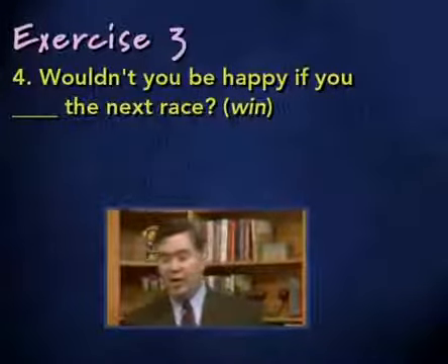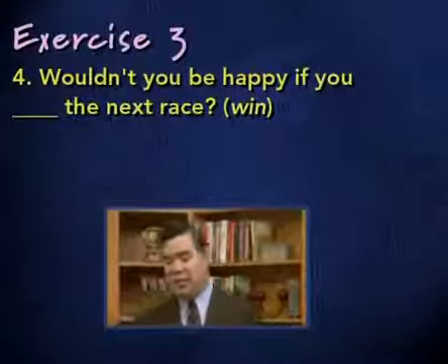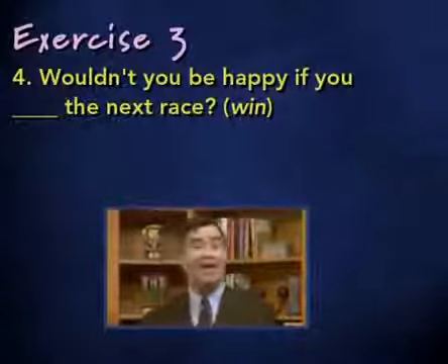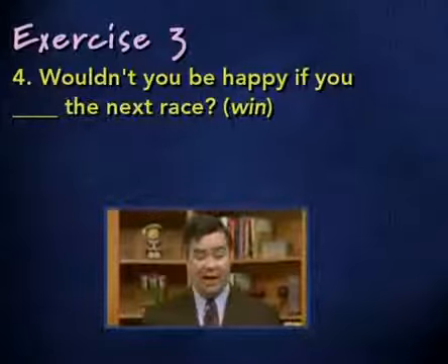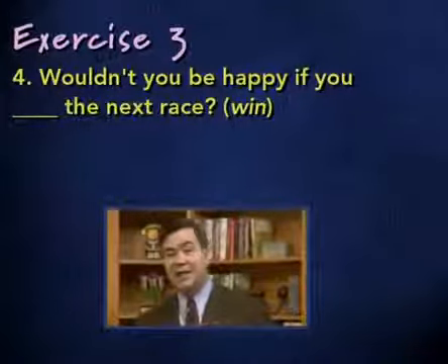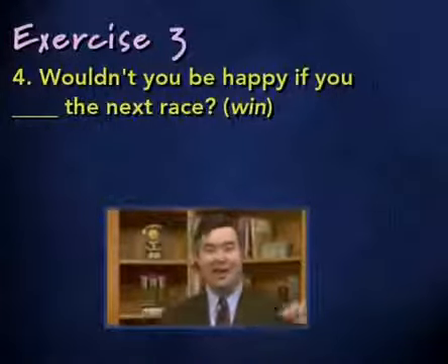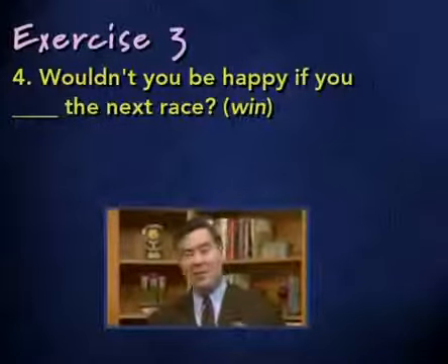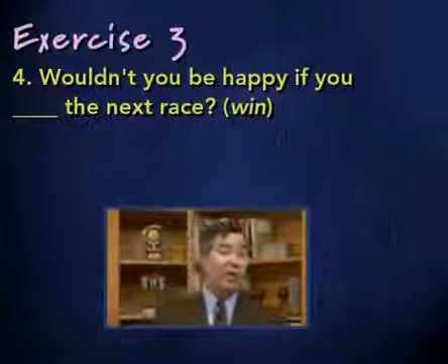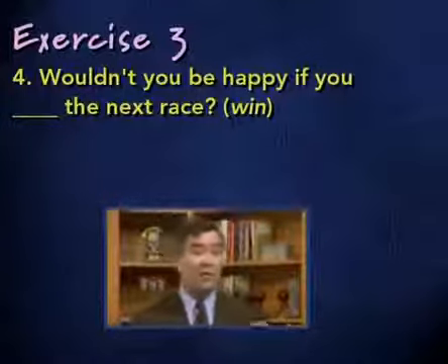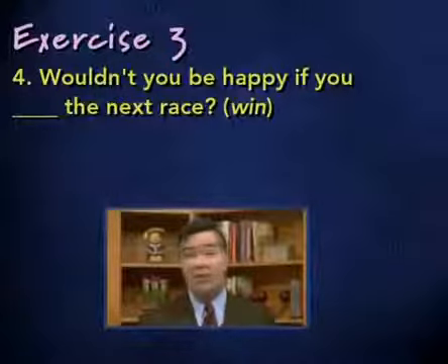Next, wouldn't you be happy if you blank the next race? And the verb to be inserted is win. Now, once again, we have an unreal or doubtful condition being described, and an if clause is involved. The person who is speaking this sentence doesn't think it's necessarily going to happen that the person she or he is speaking to is going to win the race. The person may win the race or may not. It's a doubtful condition at best. So we have an unreal or doubtful condition being described, and therefore we want the subjunctive mood verb to be inserted, the subjunctive form of the verb win.